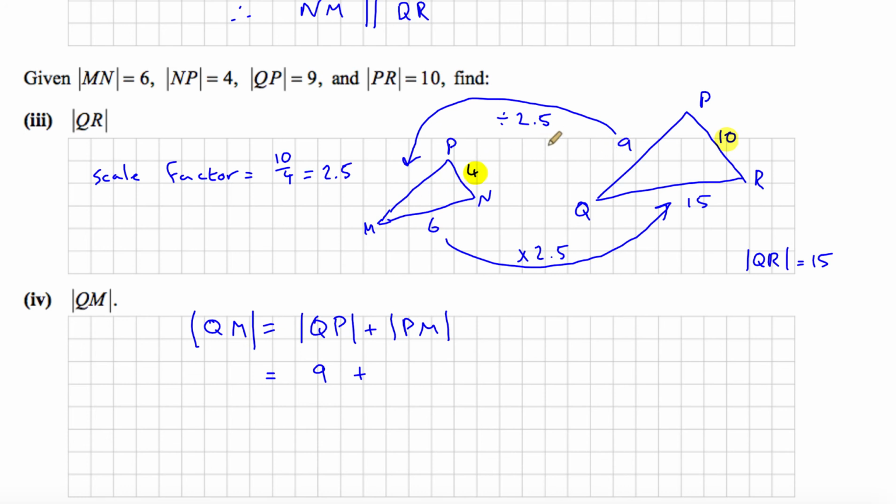So you can do that in your calculator. That's 3.6. So when we add the two of them together, that gives us 12.6. So QM, which we were looking for, is 12.6. So that's the end of part 4 and the end of question 9.